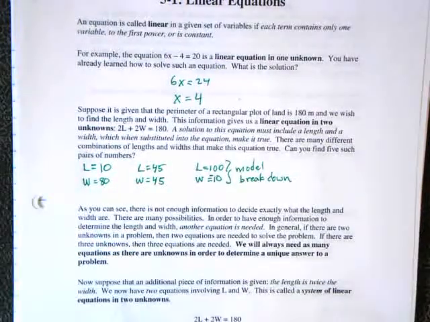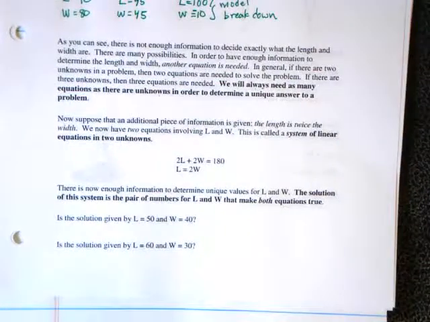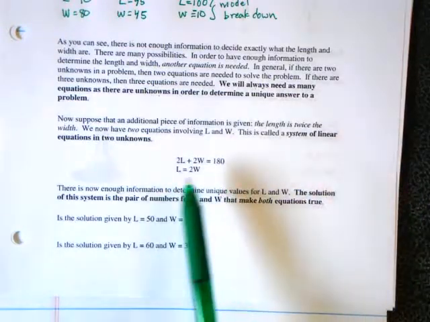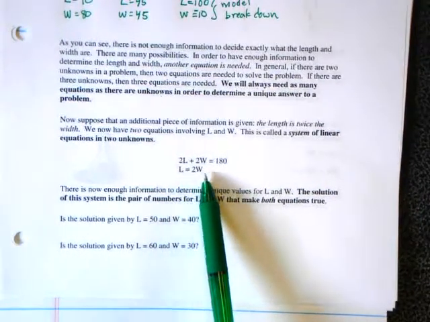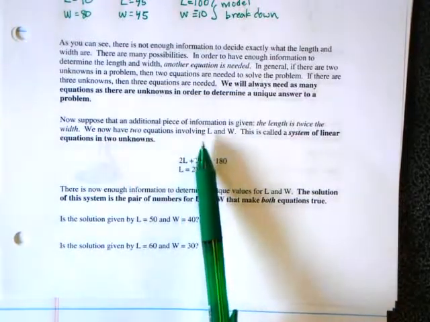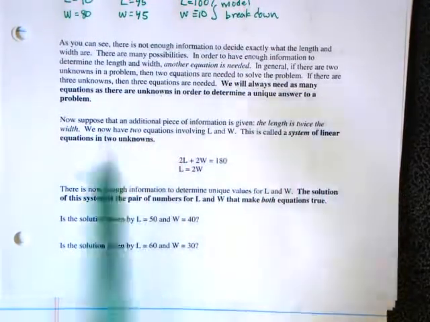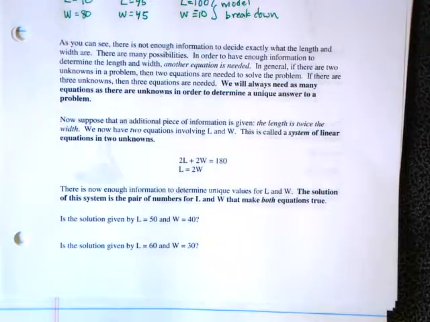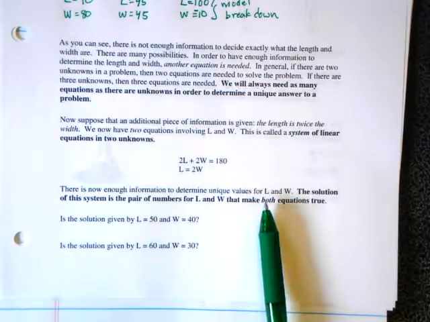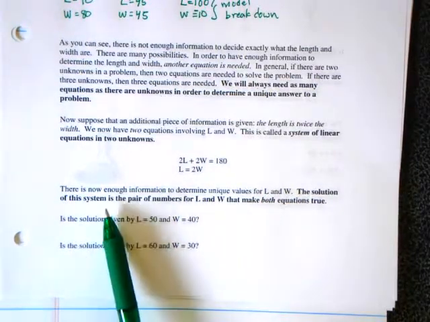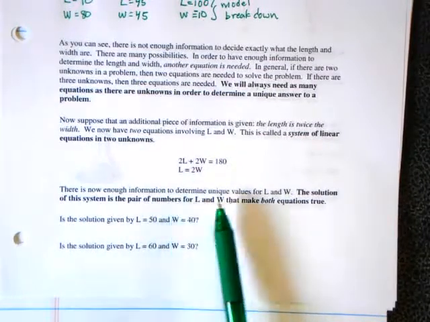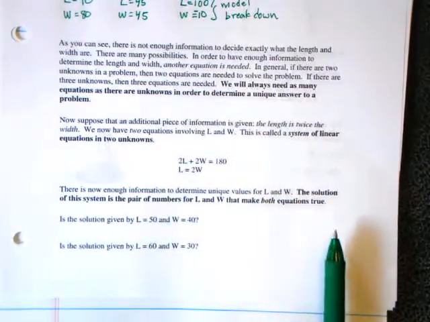All right, so now suppose that an additional piece of information is given. The length is twice the width. So here's that equation. We now have 2 equations. This is called a system of linear equations in 2 variables. And so that's what I said before. A system of equations is just more than 1 equation. There is now enough information to determine a unique value for L and W. The solution of this system is the pair of numbers for L and W that make both equations true.